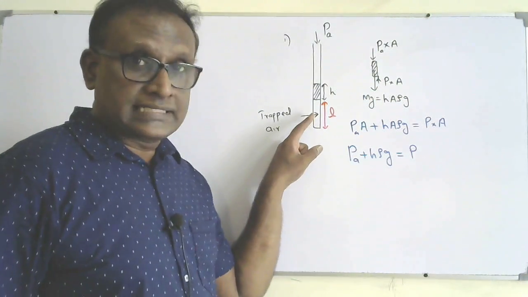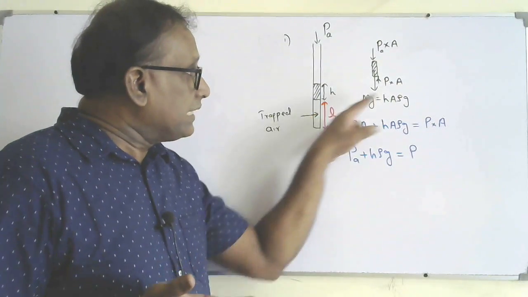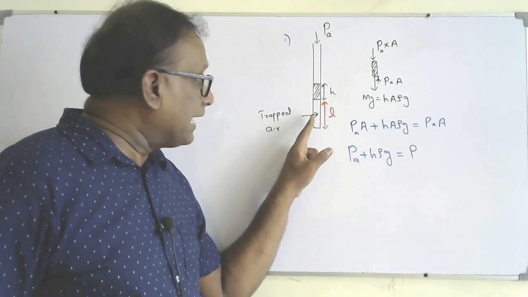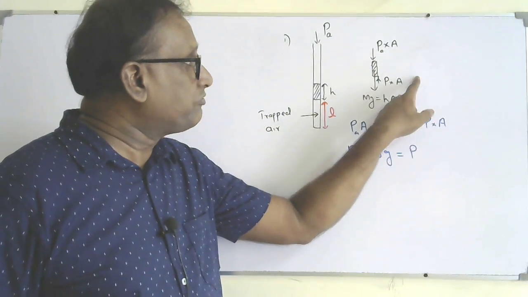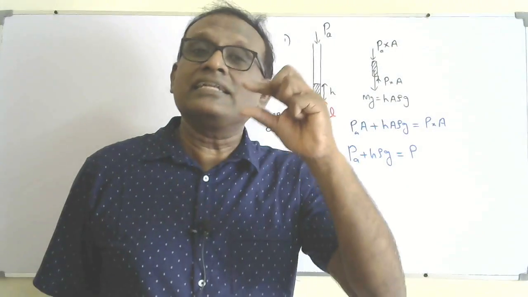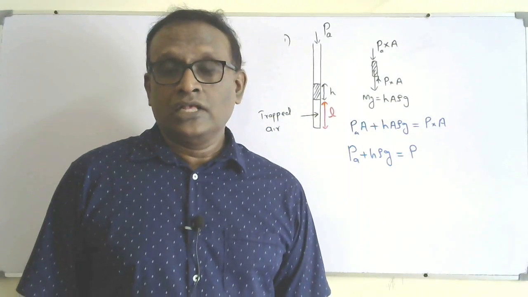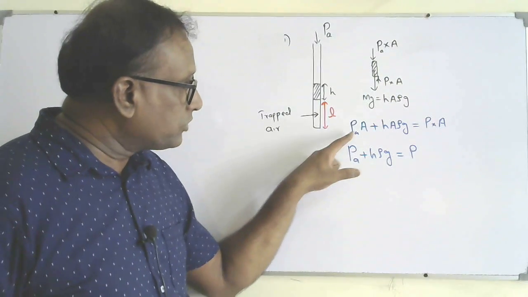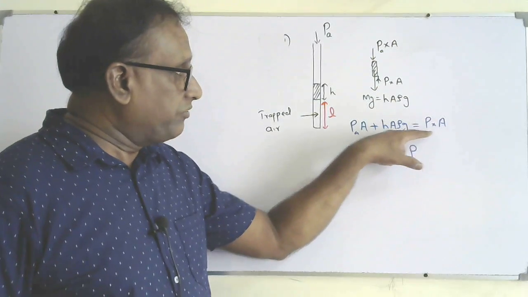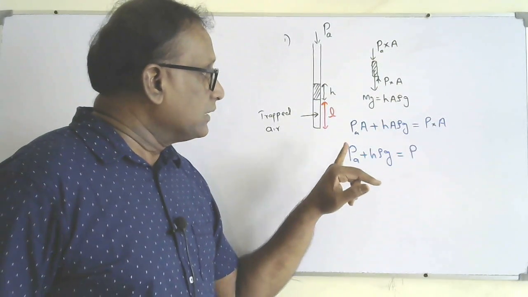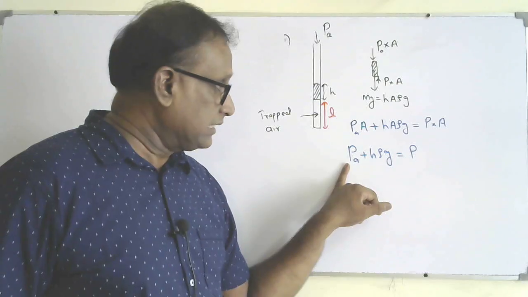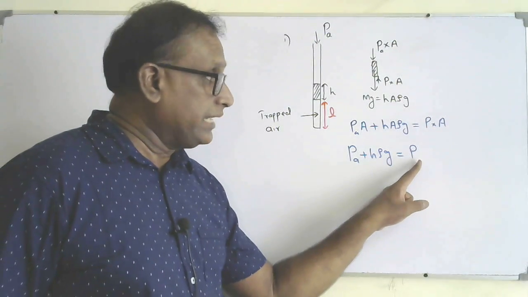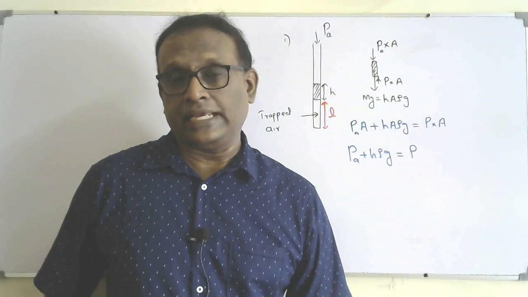The trapped air will exert a pressure. That pressure times the area of cross section is the force acting on the liquid column by the air in the upward direction. All these three forces are keeping the liquid column at rest, or in equilibrium. When the liquid column is at rest, all these forces should balance each other, so the total downward force must be equal to the total upward force. Divide the whole equation by A, and you will get PA, that is the atmospheric pressure, because the upper part is open, plus H rho g equals P. P is the pressure exerted by the trapped air column.